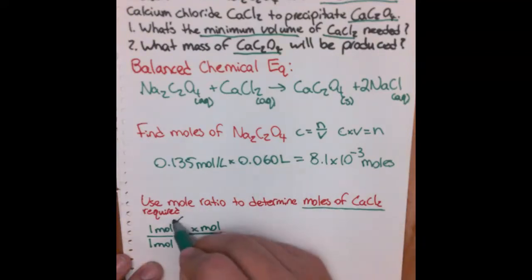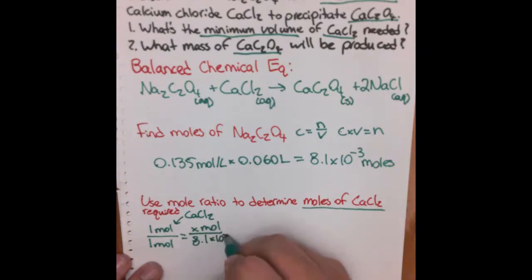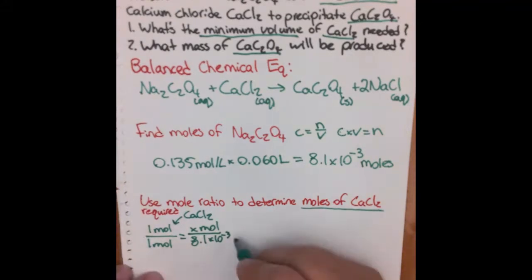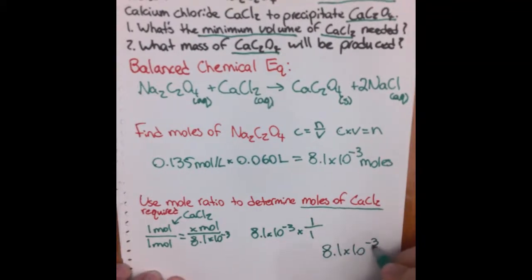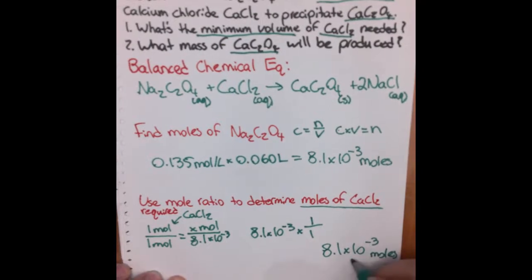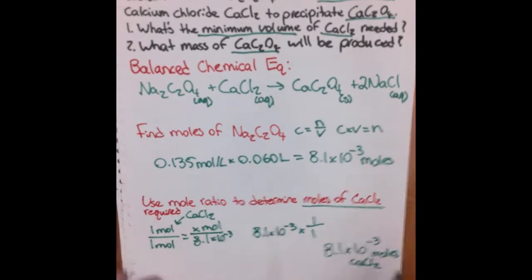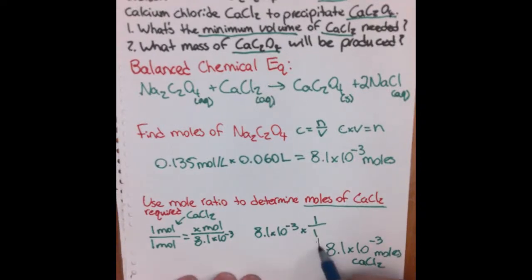Again, we have our CaCl2 on top, right? So that is just going to be divided by 8.1 times 10 to the negative 3. And if we rearrange this, it's going to equal 8.1 times 10 to the negative 3 times 1 over 1. Obviously, if we're multiplying anything by 1 over 1, our number of moles of CaCl2 required is just going to be 8.1 times 10 to the negative 3 moles of CaCl2. All right, so we have that. That's perfect.